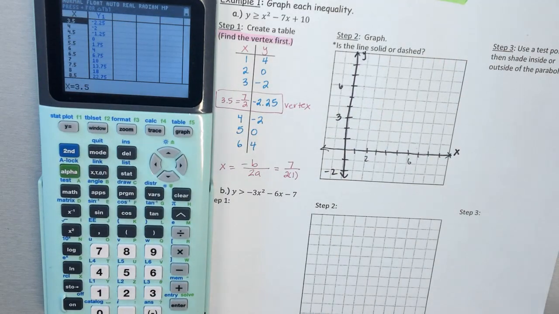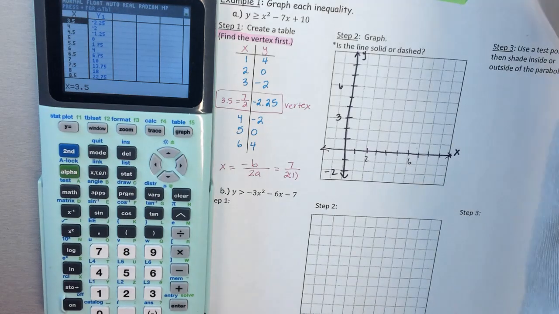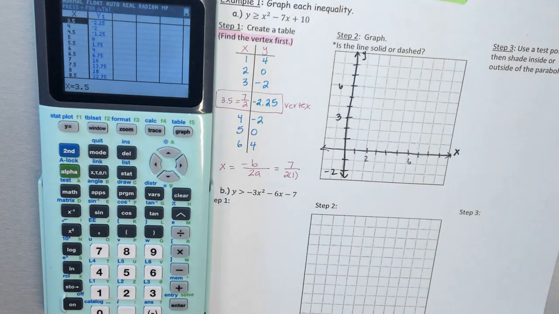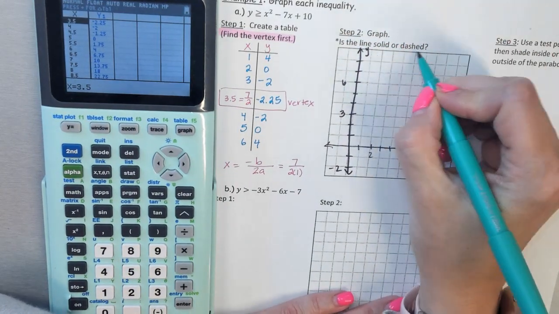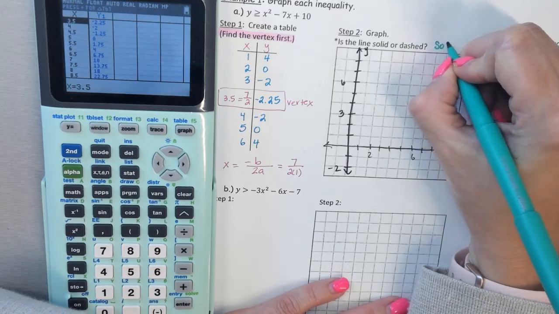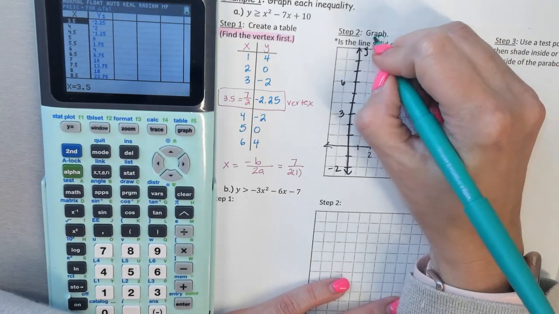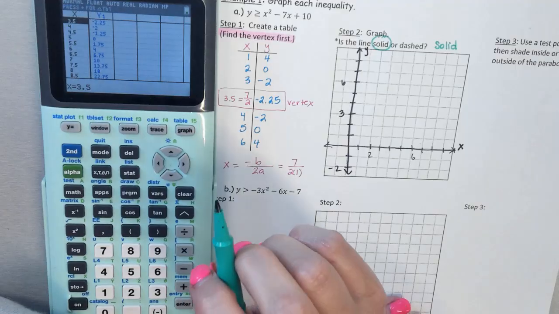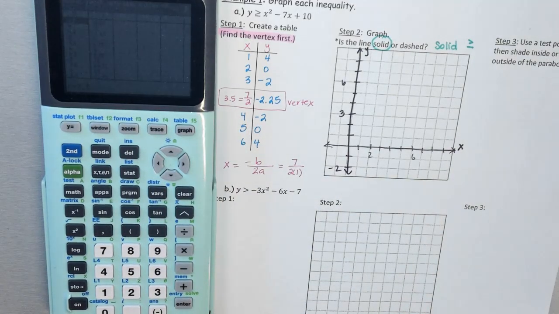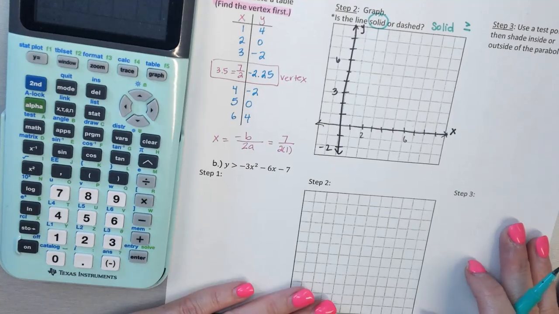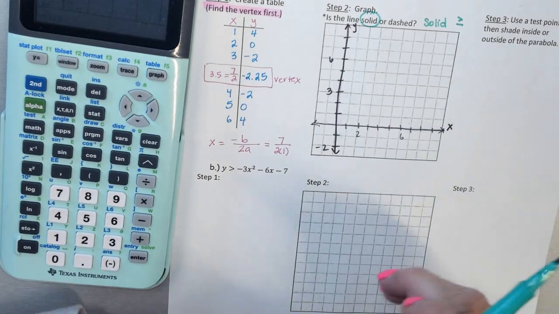And then we can plot those points. Now, before you plot the points, I do recommend, because this is an easy thing to mess up on, sometimes I mess up on this too, is the line solid or dashed? The line is going to be solid, and that's because you have the equal to. If it is dashed, we're so used to making it solid that sometimes that can be something you want to double check.